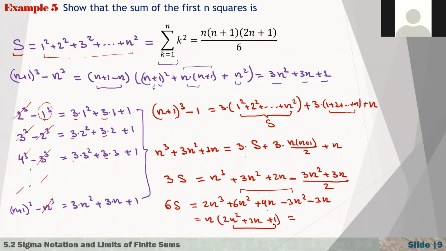If we simplify this, that is 2n squared plus 3n plus 1. We can factor this by cross product: 2n times n, 1 times 1, and their cross product is 3n. So that is equal to n times n plus 1 times 2n plus 1. Now if you divide both sides by 6, we will get S. Okay, anyway, that is the proof of this one.